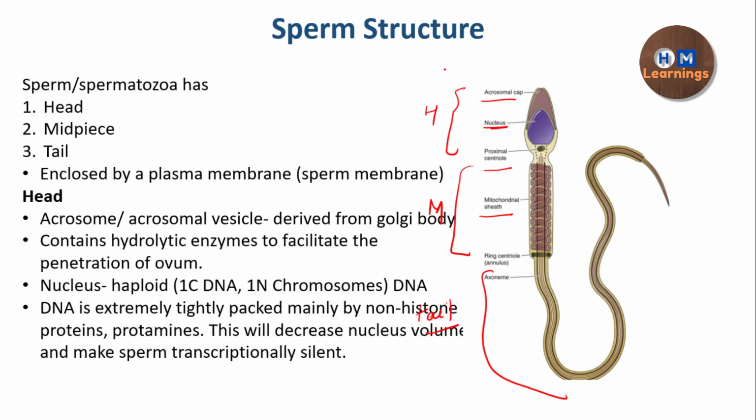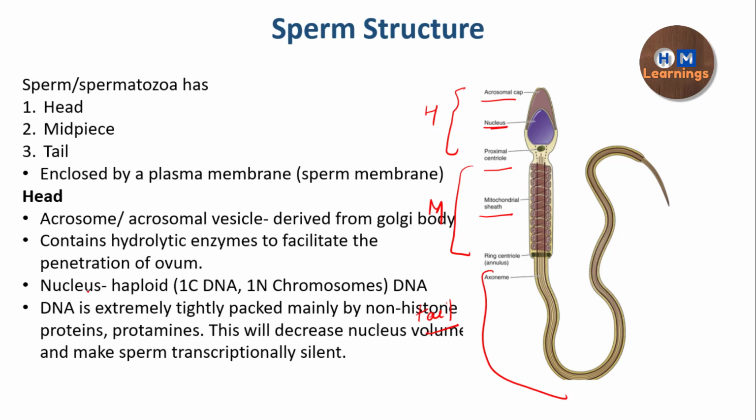The acrosome or acrosomal cap is a structure derived from the Golgi apparatus, and it contains hydrolytic enzymes which are important for degrading the proteins or the matrix surrounding the ovum, and it facilitates fertilization by causing their degradation. So you know that every structure of the sperm is somehow facilitating its function.